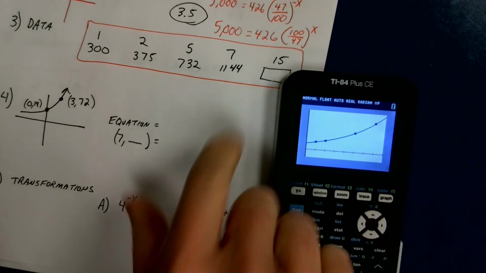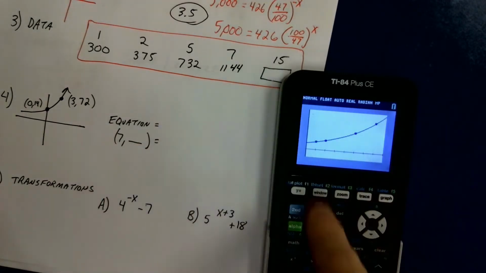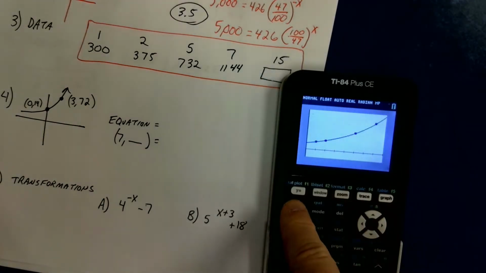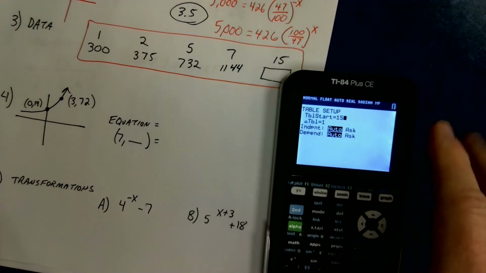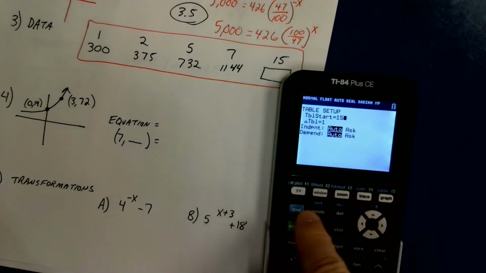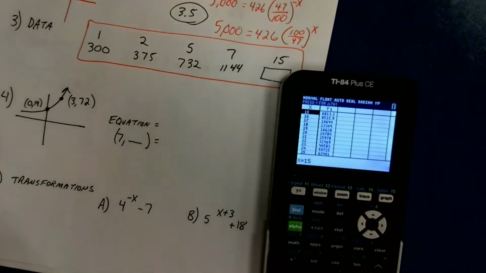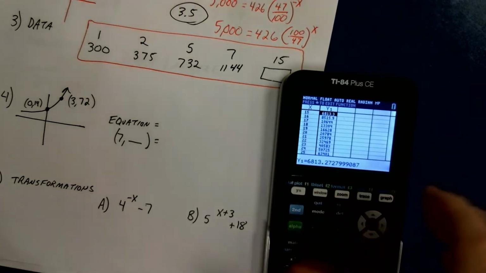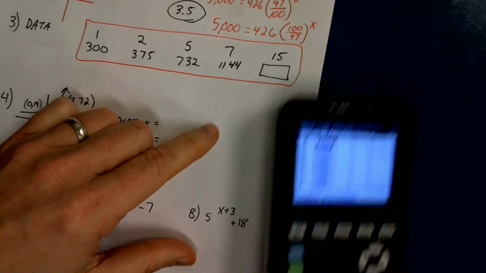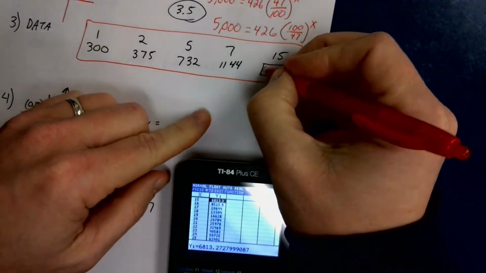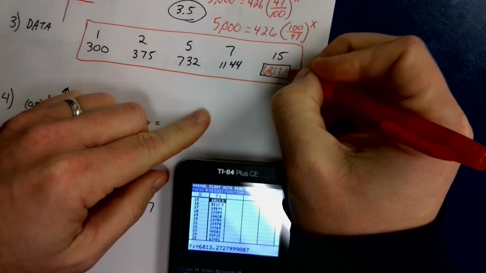So now, still trying to find out what this 15 was. Since I have the equation, I'm going to go ahead and just do table setup. I'm going to start it at 15, just like that. Again, second window says select your table, second graph. Gives me that value, and I get 6,813.3. I'll go ahead and put that in.